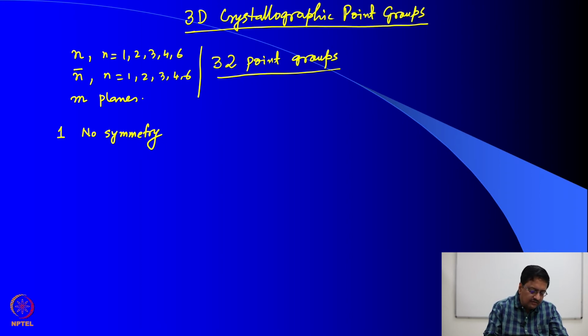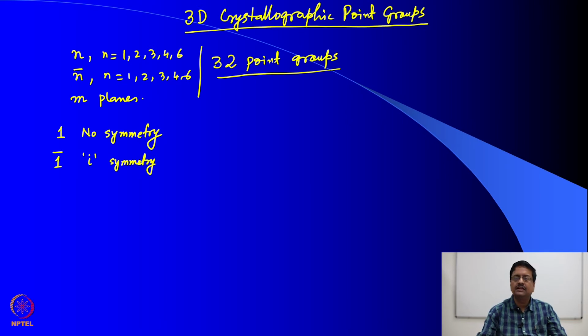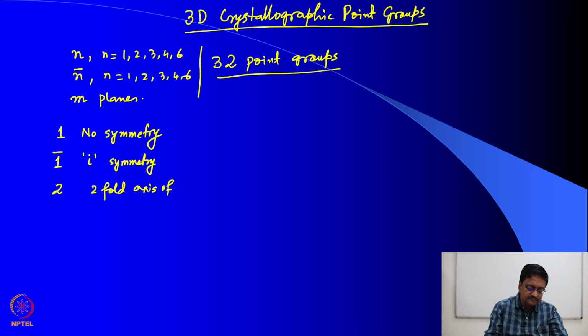The second most symmetric point group should be 1 bar, which means it has inversion symmetry. So a molecule and its inverted object are present in the unit cell. The next possible higher symmetry is 2, written as 2, that is, it has only a two-fold axis of rotation.